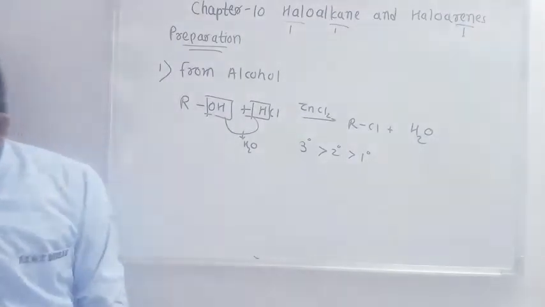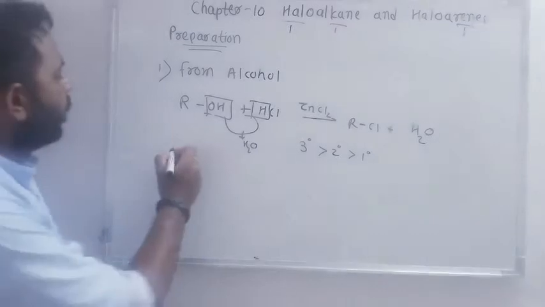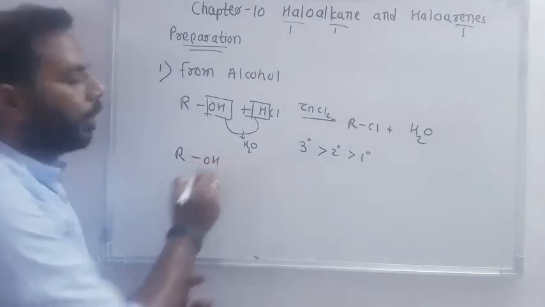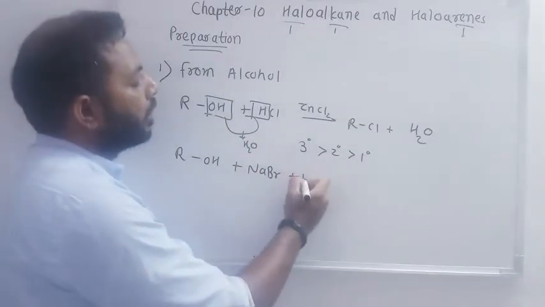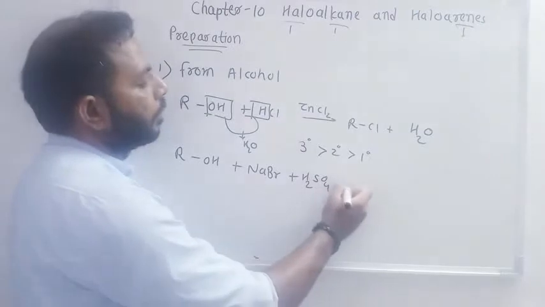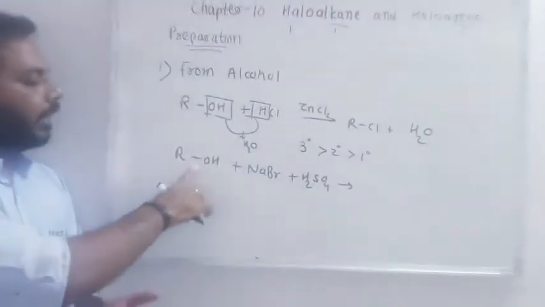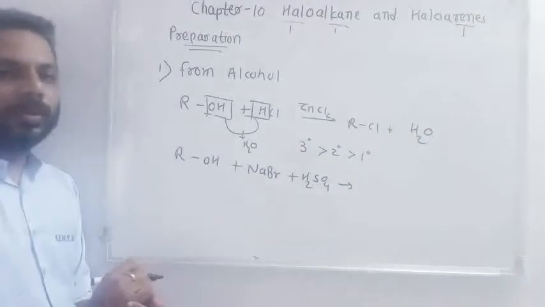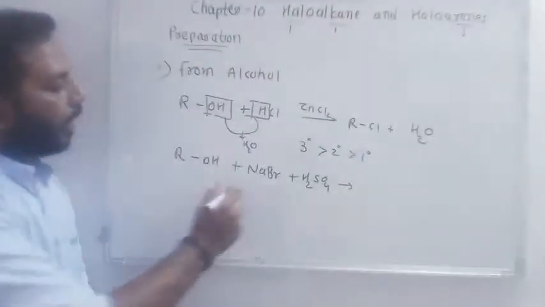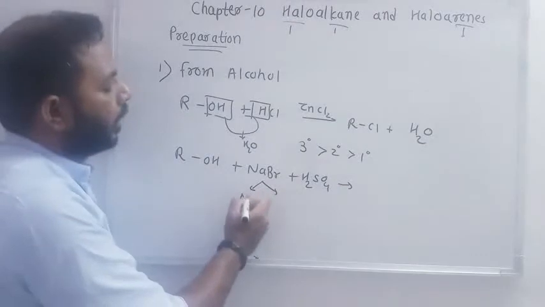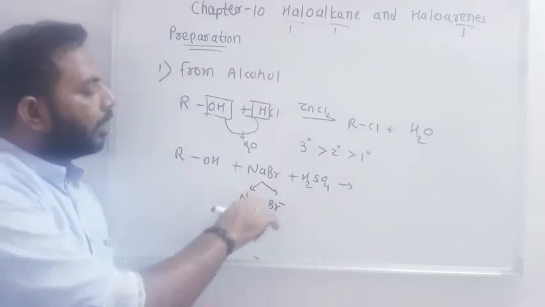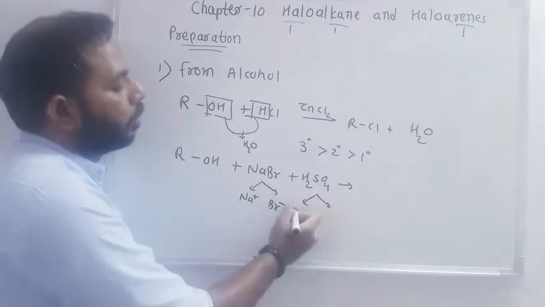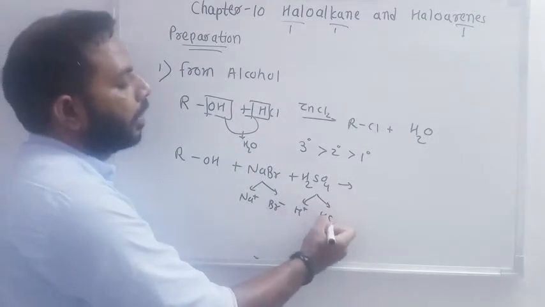Next preparation is preparation from sodium bromide. So we have got alcohol, NaBr, sodium bromide, in the presence of H2SO4. Alcohol reacts with sodium bromide in presence of H2SO4. How will this reaction take place? NaBr will be dissociated into Na plus and Br minus. H2SO4 is an acid, so it will dissociate H plus, and what is left?